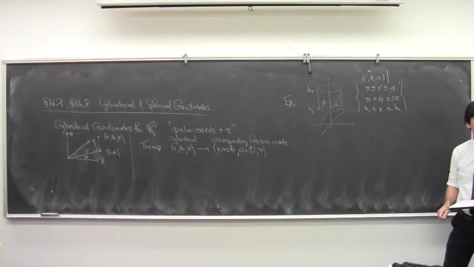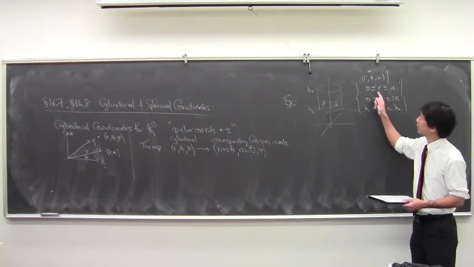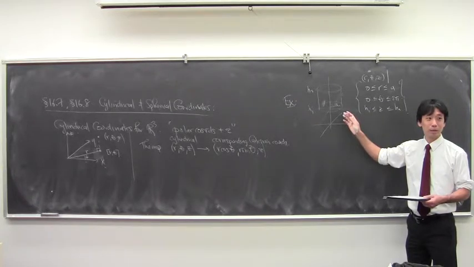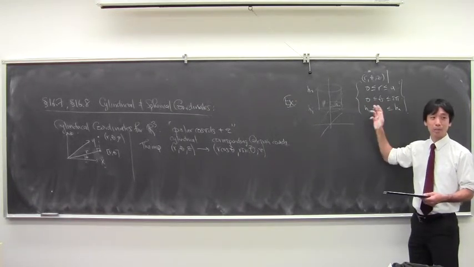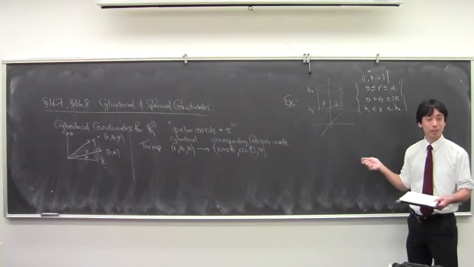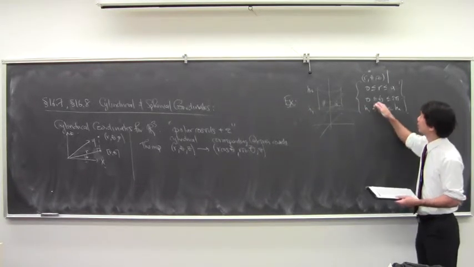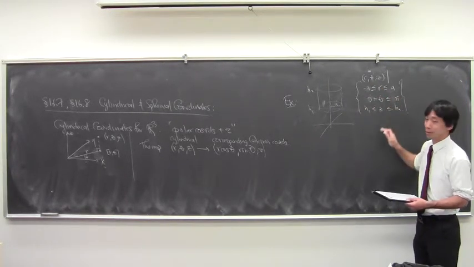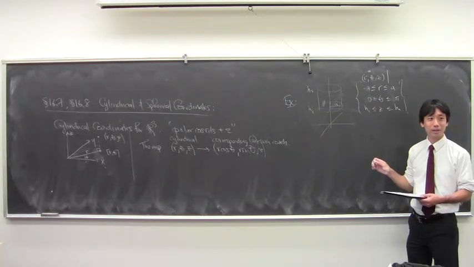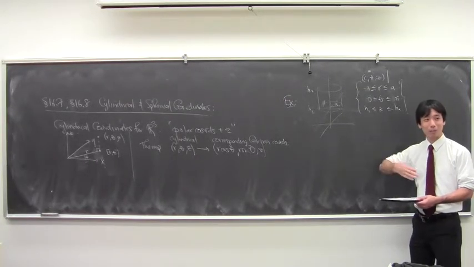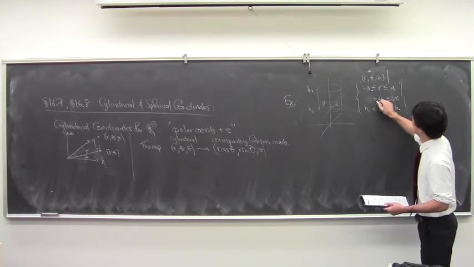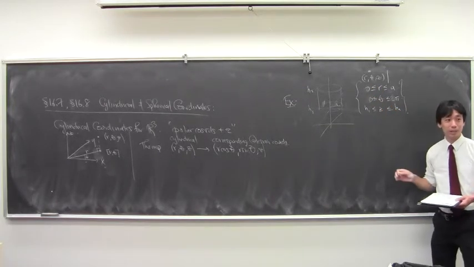Does r go from negative a to a or 0 to a? From 0 to a, because if we went from negative a to a, we'd actually cover the thing twice. And we'd basically get two copies of the guy, and when you did your integral, you'd get twice what you were expecting. You could, if you liked, go from negative a to a, but then you'd have to go from 0 to pi, right? Because that would give you just one copy. Yeah, that would be fine actually.